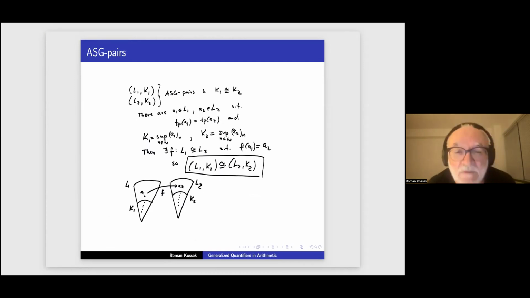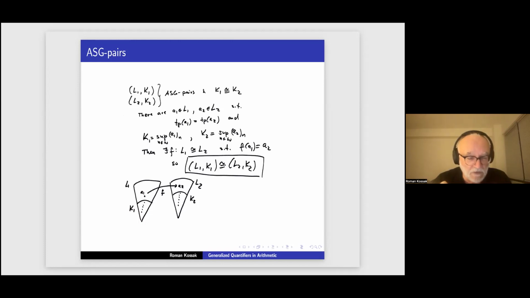So here is the thing about them. What happens if I take two pairs, where K1 is isomorphic to K2, and I build two models using those pairs? Oh no, this is not what I'm saying here. Here I'm saying something different: if I have two pairs like that, I can always find an element.